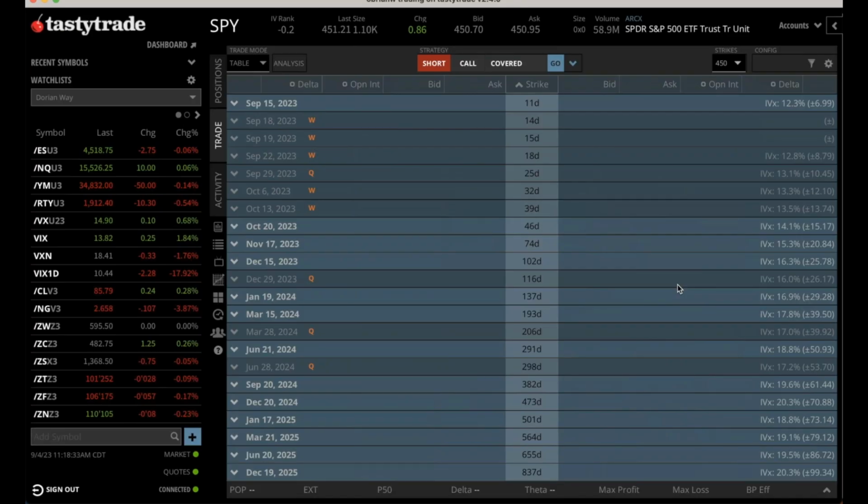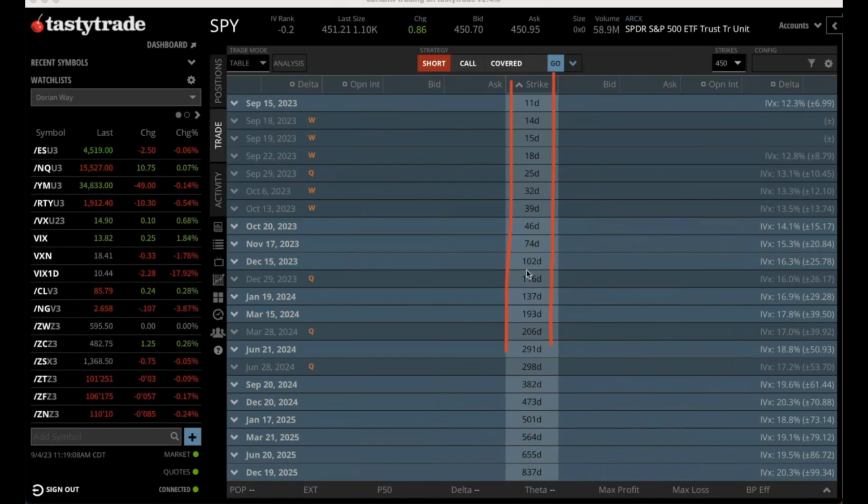Now, looking at this option chain, you have dates to the left, and these are just the date of expiration. You have what is called weekly options. That's going to be designated by a W. You have quarterly options. That's going to be a Q. And if you don't have a weekly or quarterly, it's most likely a monthly option that expires on the third Friday of that month. That's the main expiration, the third Friday of that month.